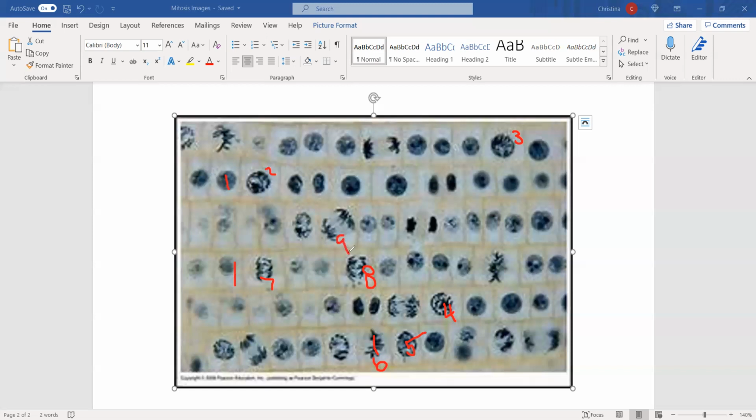What is 9? Telophase. And number 10? Telophase. And then this one right here, telophase with cytokinesis. Okay. Now moving on to some more examples.